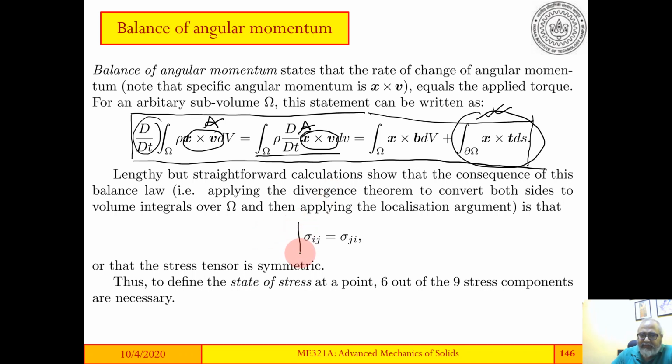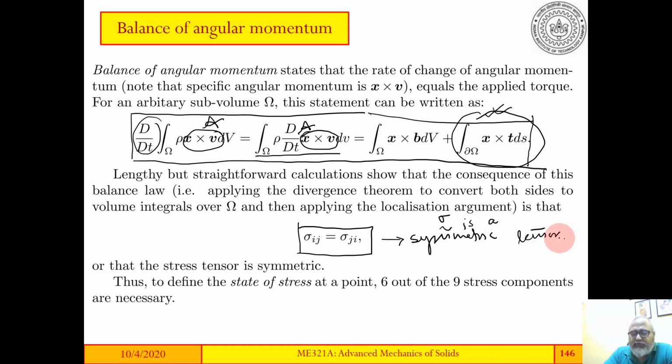What you will get is this: sigma ij is equal to sigma ji, which means that stress is symmetric. So sigma is a symmetric tensor, and this fact comes from the balance of angular momentum.